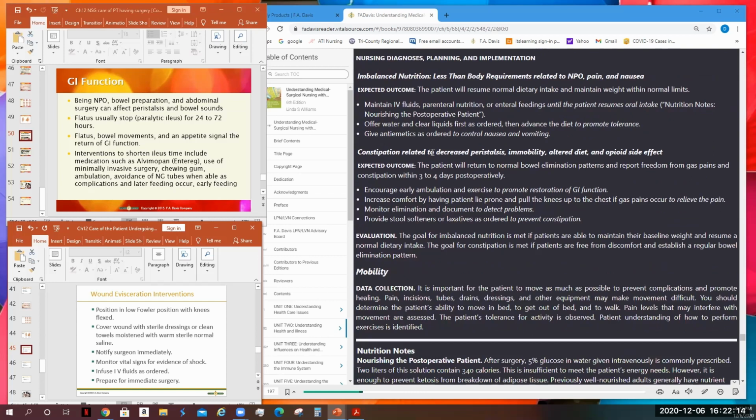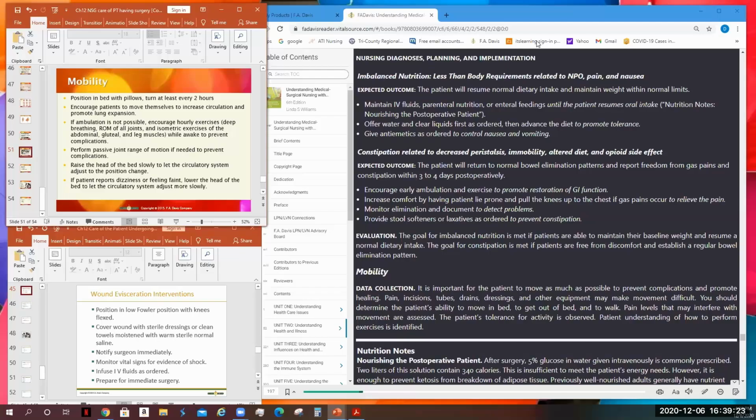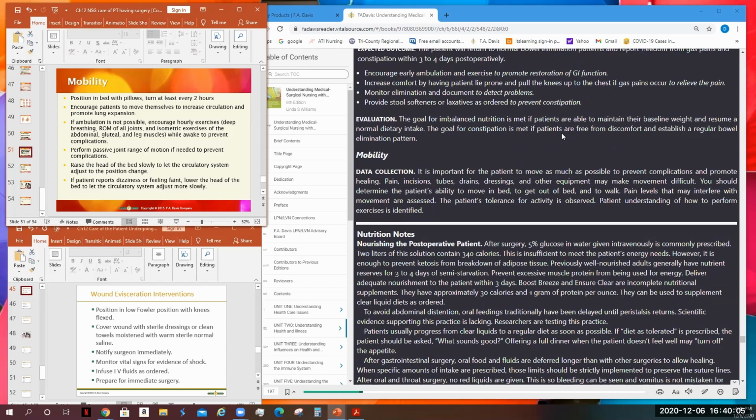Nursing diagnosis, planning, and implementation. Imbalanced nutrition less than body requirements related to NPO, pain, and nausea. Expected outcome: the patient will resume normal dietary intake and maintain weight within normal limits. Maintain IV fluids, parenteral nutrition, or enteral feedings until the patient resumes oral intake. Offer water and clear liquids first as ordered, then advance the diet to promote tolerance. Give antiemetics as ordered to control nausea and vomiting.